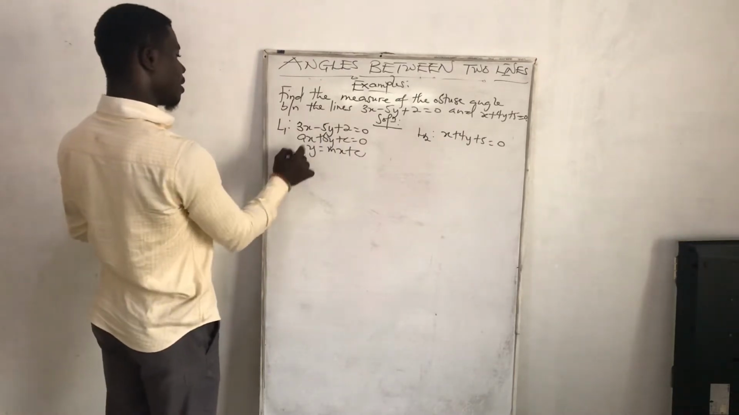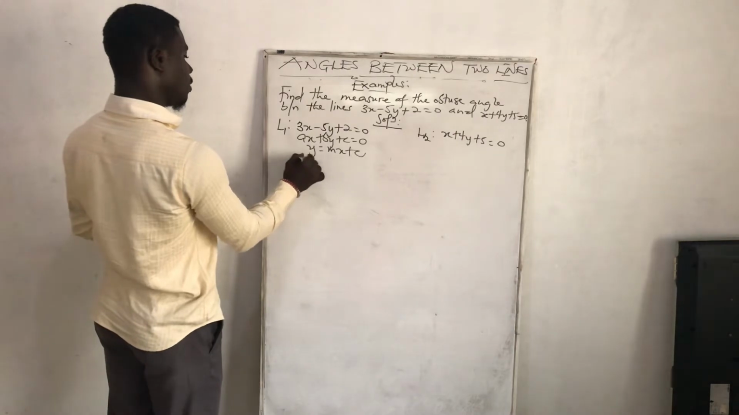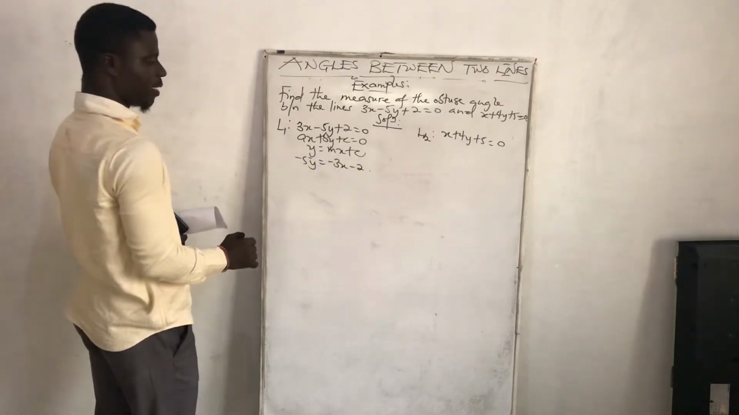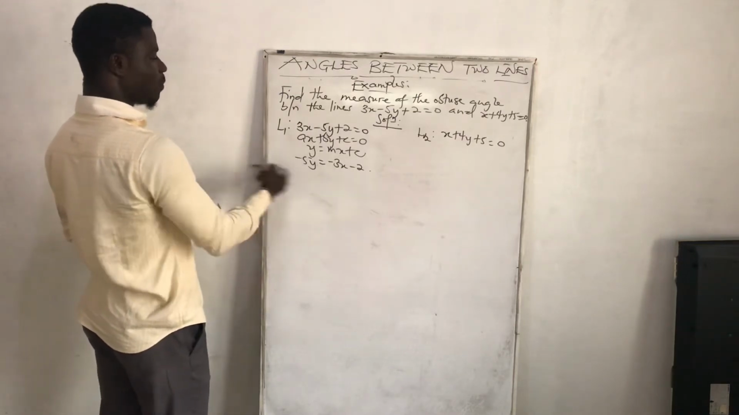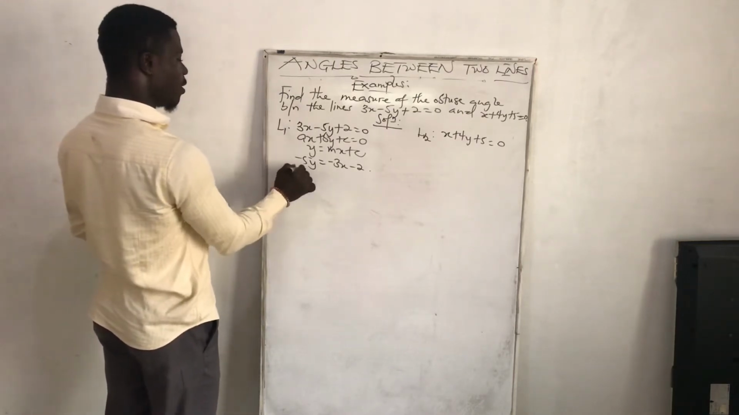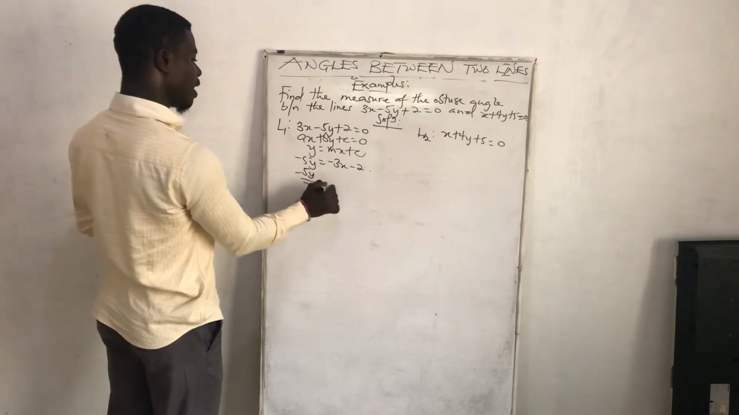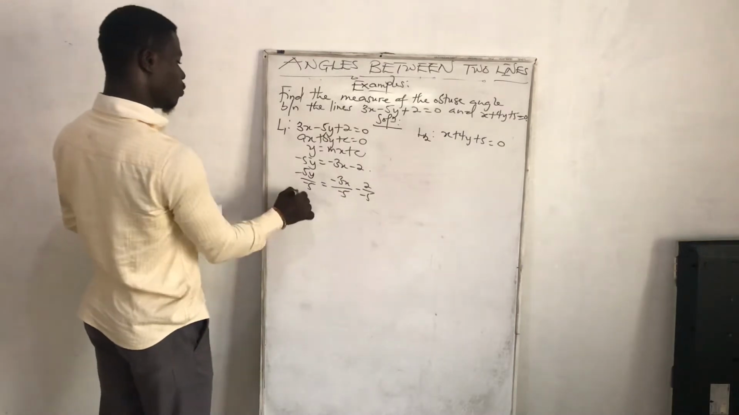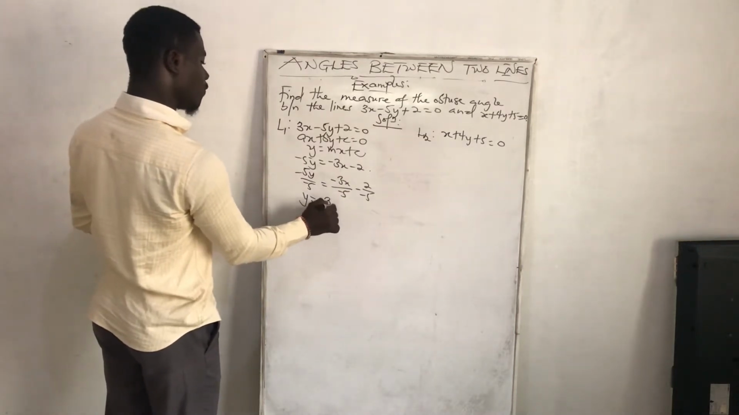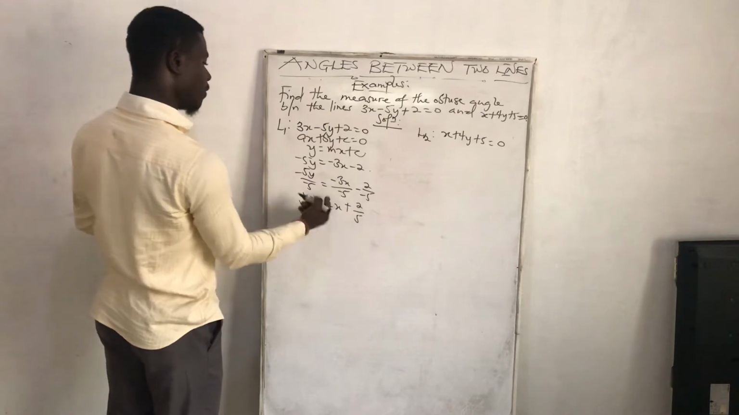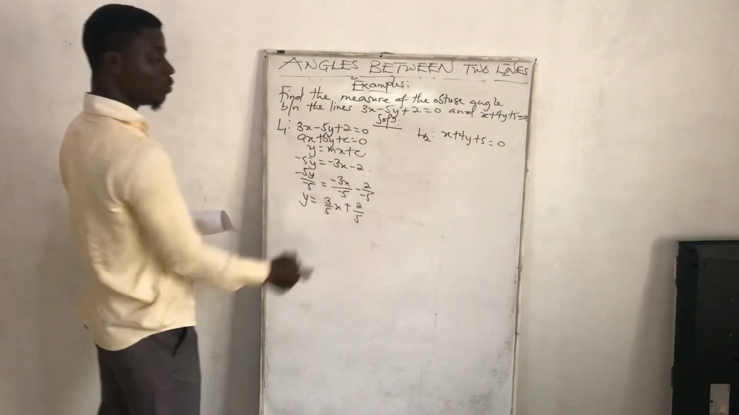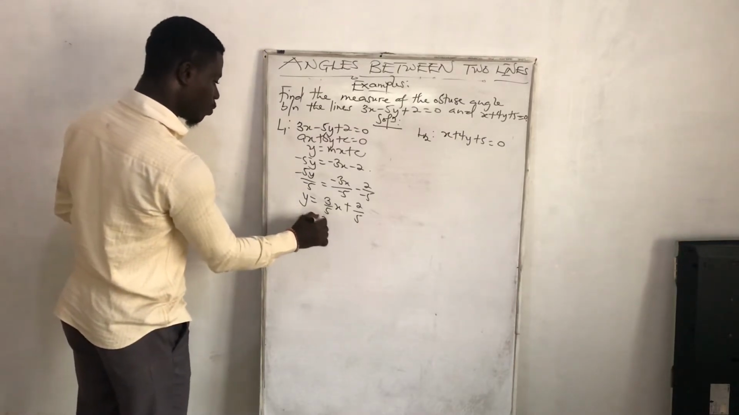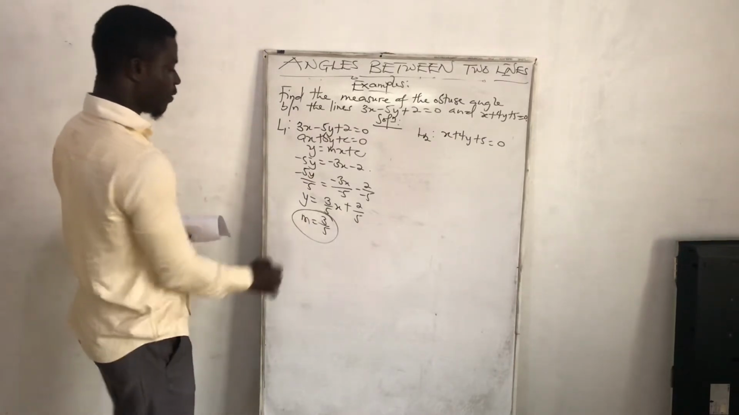I make y the subject, which gives minus 5y equals minus 3x minus 2. I believe you can see that. Then I divide both sides by the coefficient of y, which is negative 5. So y equals 3 on 5 x plus 2 on 5, because the negatives cancel and they form positive. So I can say that m equals 3 on 5.